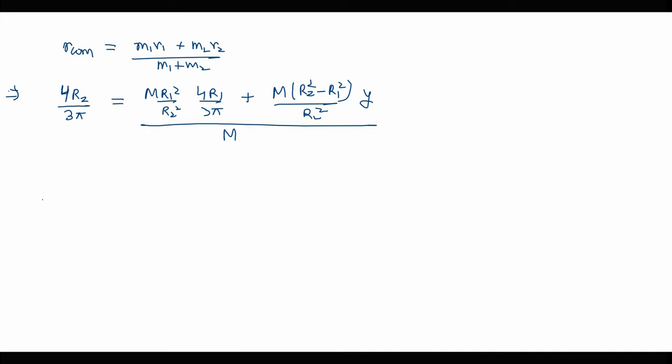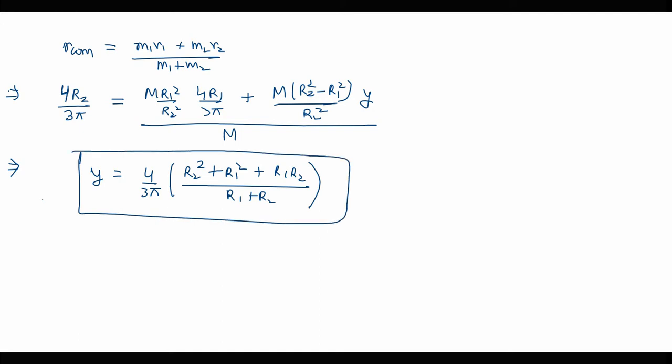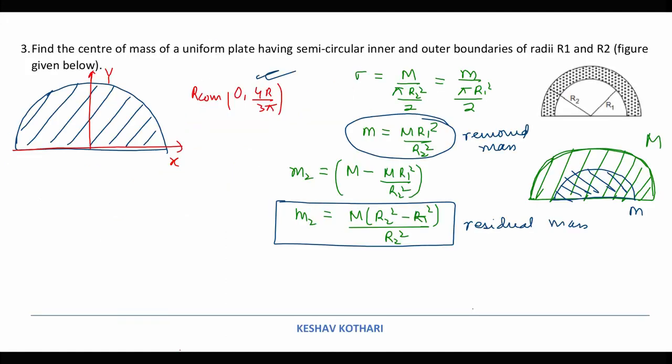On solving we obtain the value of y as equal to 4 by 3π times (r2 square plus r1 square plus r1 r2) upon (r1 plus r2). So this is the expression that we obtain for this particular problem. The concept which we have used is again the same: if I put back the removed portion into the original configuration, then the center of mass will return back to its original position, which was 4r by 3π from this center.